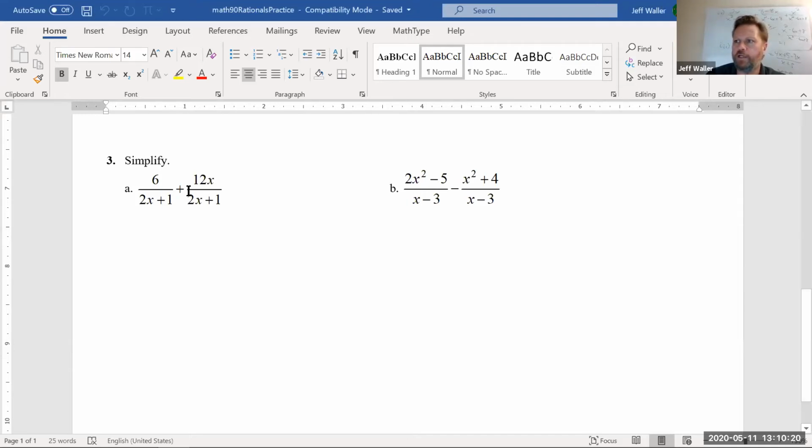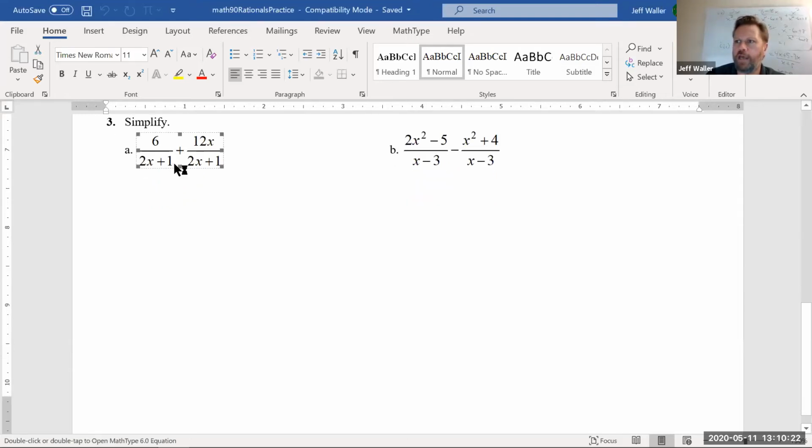So this one here, they do have denominators. What's going to really suck for us is when the denominators are not the same. That's the next thing we've got to talk about: what do we do when the denominator is not the same? We do the exact same thing as if they were numbers.